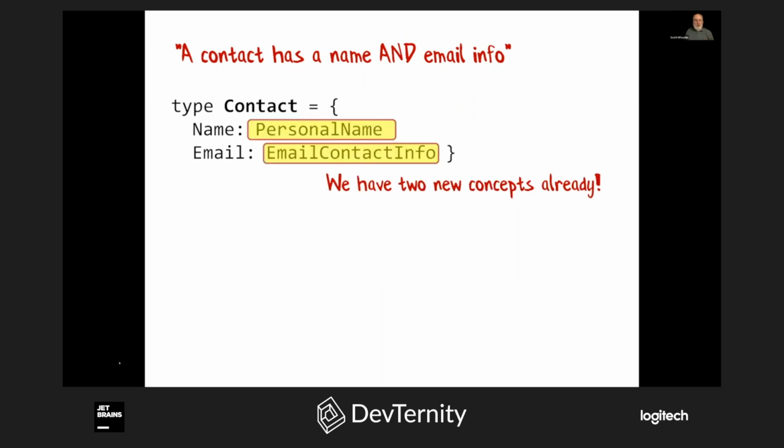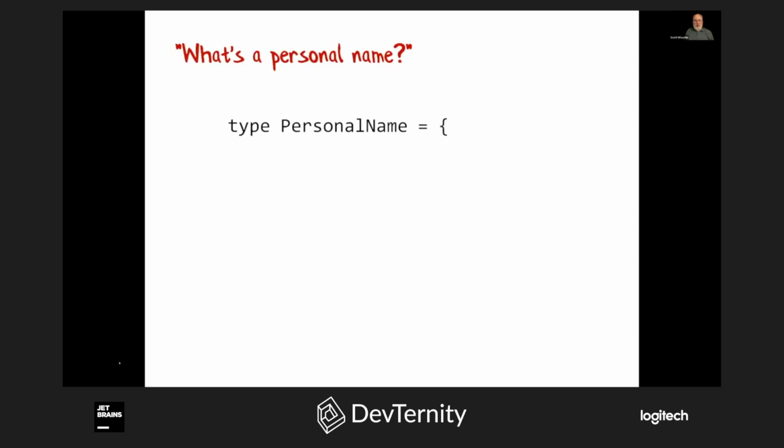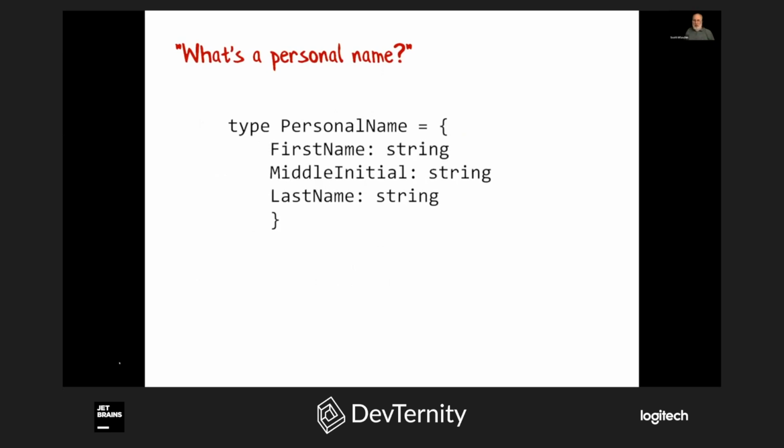Personal name and email. Okay, now, what's in a personal name? So they say, well, it's a first name and a middle initial and a last name. Okay, so that's similar to what we had before. Okay, and then I say, well, what's required and what's optional? And it turns out the middle one is optional and the others are required. And that is not obvious at all from this code.